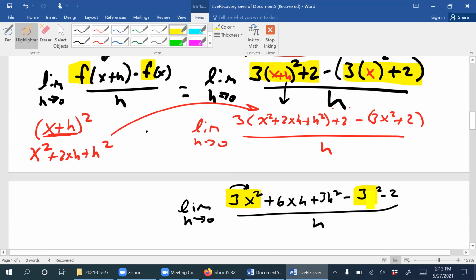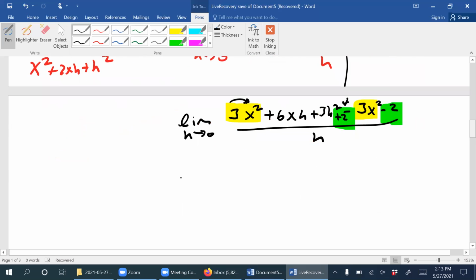Oh, I lost the 2. Whoops, I forgot to copy down the 2. Remember how there's a plus 2 here? I forgot to write plus 2. So a plus 2 and a minus 2 cancel each other out, and we are going to be left with only h's. And we did this in IXL last time. We're going to do the same thing here. So the limit as h gets closer to 0 of 6xh plus 3h squared all over h.